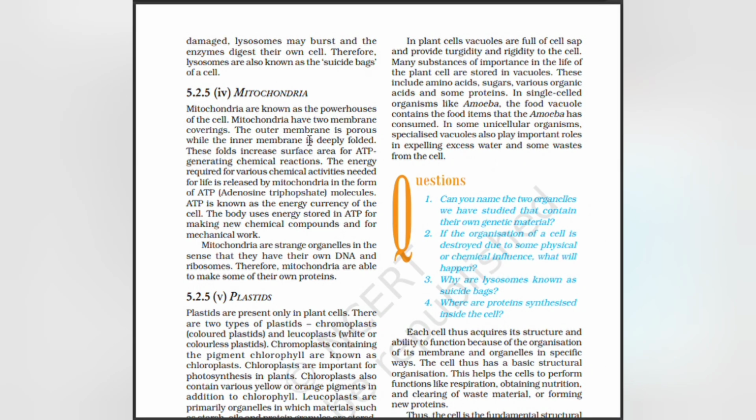Mitochondria are known as the powerhouse of the cell. Mitochondria have two membrane coverings. The outer covering is porous while the inner membrane is deeply folded. This folding increases the surface area for ATP-generating chemical reactions.